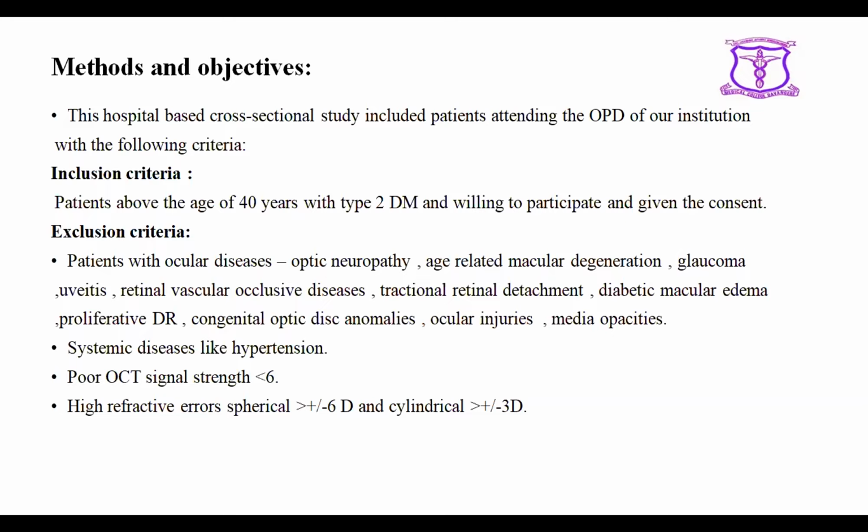Systemic diseases like hypertension were excluded. Poor OCT signal strength less than or equal to 6 was excluded, and also high refractive errors with spherical and cylindrical lenses more than plus or minus 3 diopters were excluded from our study.